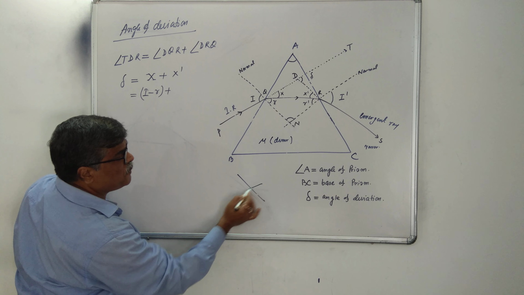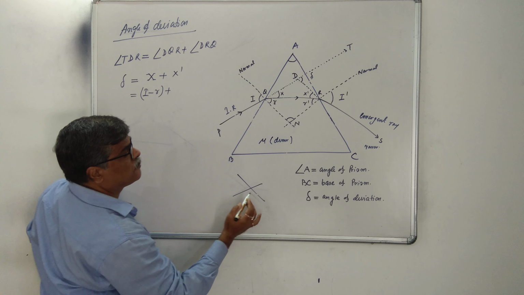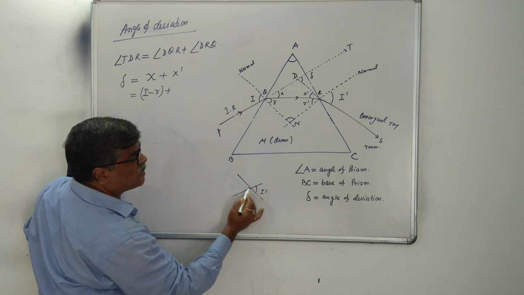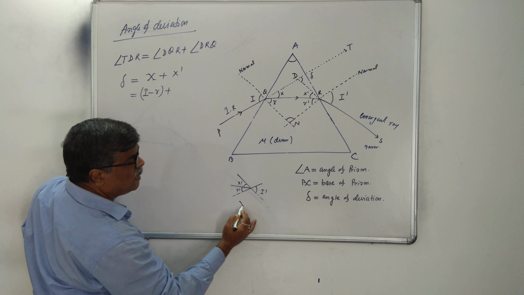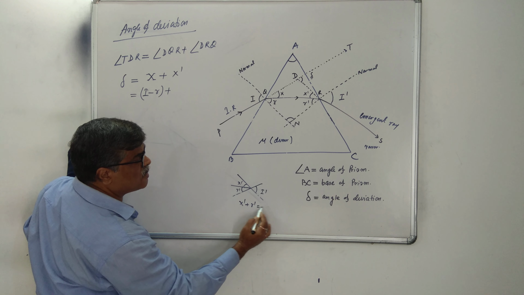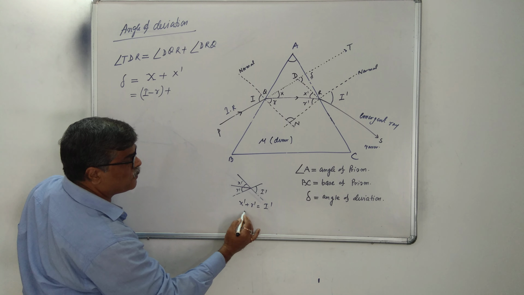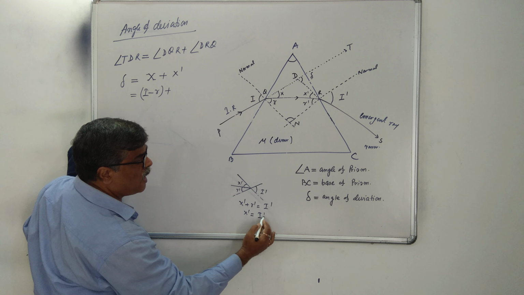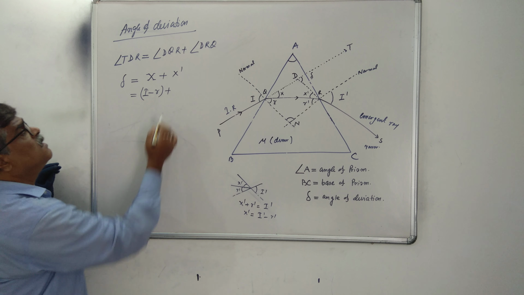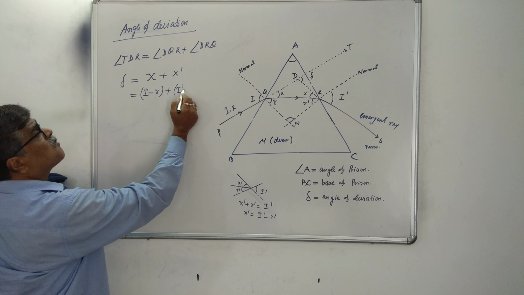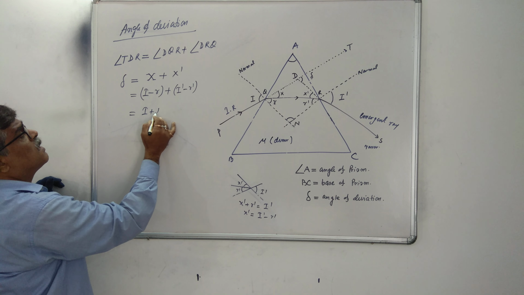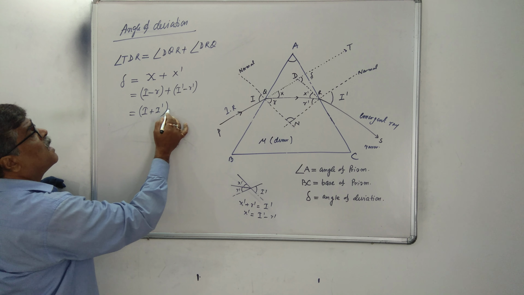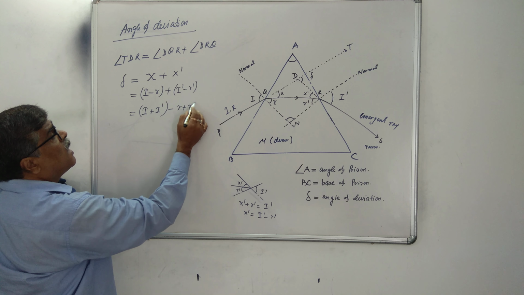Similarly, in this picture, i dash is equal to what? This is x dash, this is r dash. So x dash plus r dash is equal to i dash. Therefore, x dash is equal to what? i dash minus r dash. So this is i dash minus r dash. And finally, it is i plus i dash minus r plus r dash.